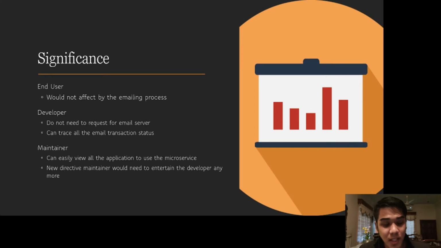And our last user is our stakeholder too, which is the server maintainer. Now the server maintainer can easily view all the applications that have requested to use the API or the microservice. So this project introduces a new directive where the server maintainer will not need to entertain the developer anymore. Since the developer can use the API immediately, the maintainer would not need to send the SMTP credentials, because the SMTP credentials have been set in the microservice itself.